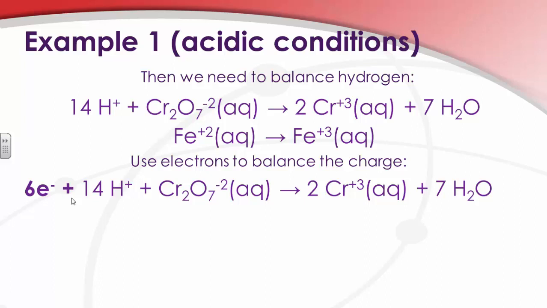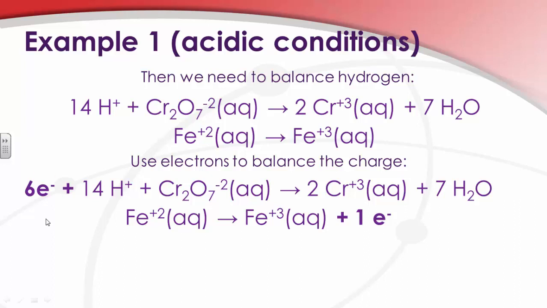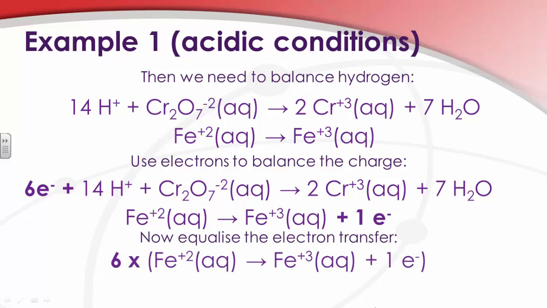And in the iron case, it's much easier than that. We had +3 on the right-hand side. We need to add 1 electron to that side. Now, what should be obvious to you instantaneously is we have 6 electrons on the left-hand side and only 1 electron on the right-hand side. No great surprise. To balance the electrons then, we have to multiply by 6. So what does that mean? It means that 6 iron atoms are going to be oxidized for every dichromate ion.